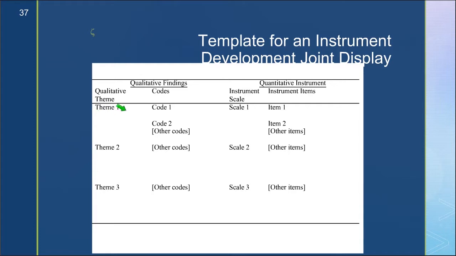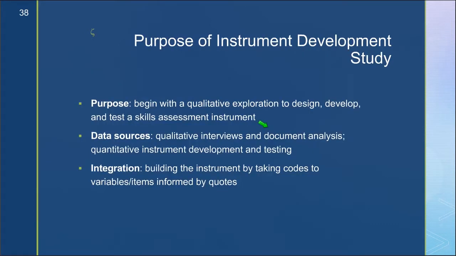But what I'm trying to show here is that for a qualitative finding, we have a certain theme. We might have some qualitative codes related to that theme. And then what is an actual scale or section on an instrument or survey that we can derive from that theme? And what are specific items that we can write as related to those codes? So let me show you an example from an instrument development study.